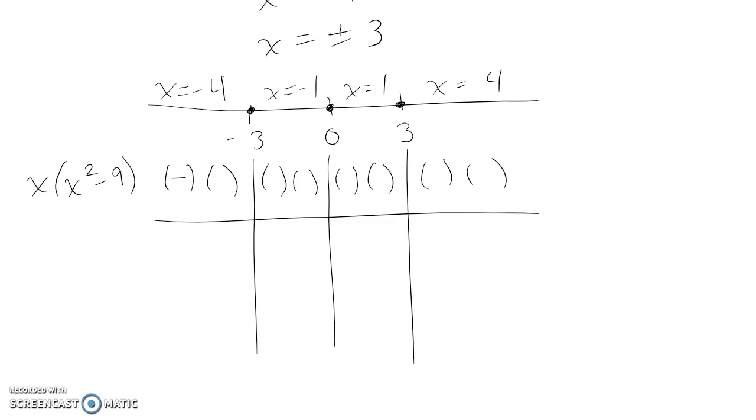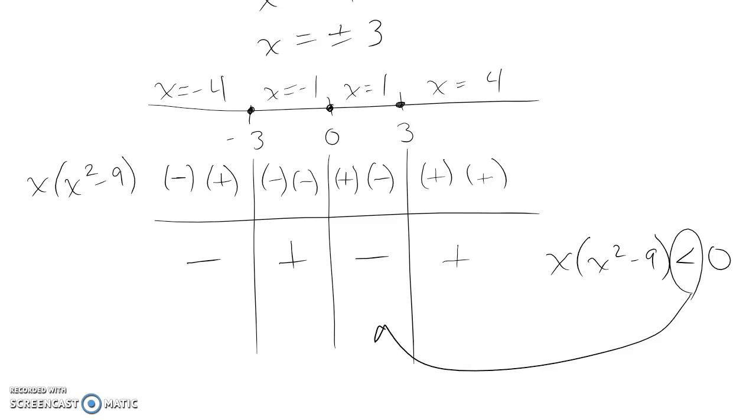Okay, plugging in a negative 4 to x, we get a negative. Into x squared minus 9, we get a positive. And a negative times a positive is a negative. Plugging in a negative 1, I get a negative and another negative, so a negative times a negative is a positive. Plugging in a 1, positive, negative, we get a negative overall. And plugging in a 4 gives us 2 positive factors, which leaves us with a positive function. Now remember, I'm looking for where x times x squared minus 9 is less than 0, right?